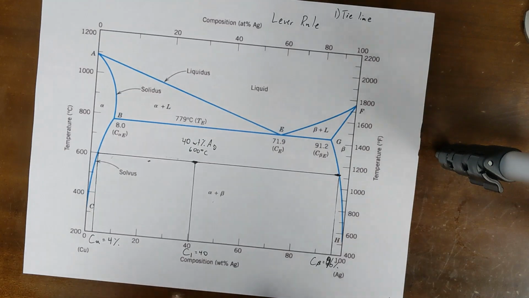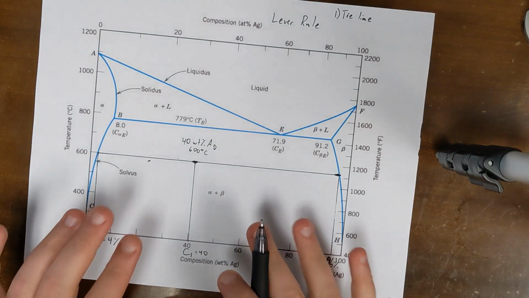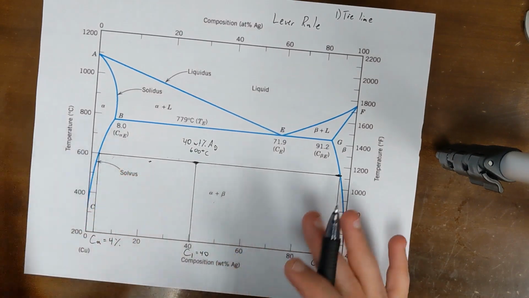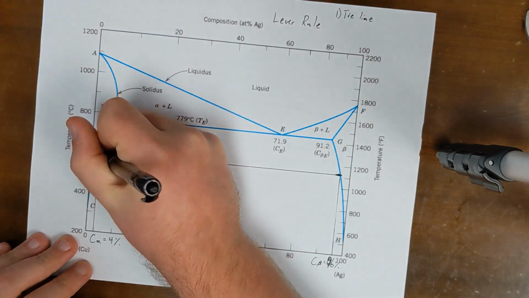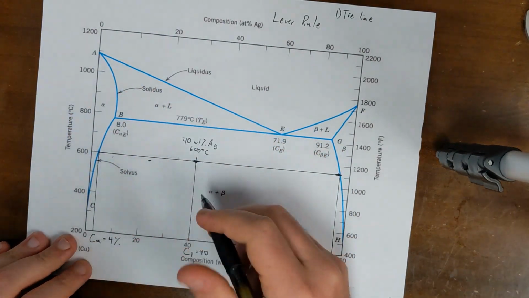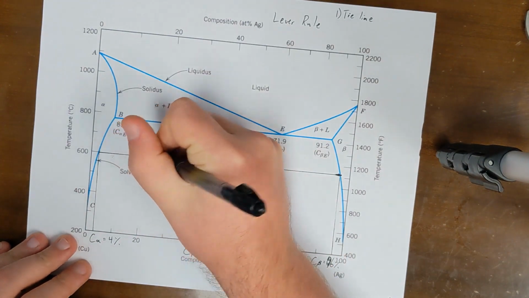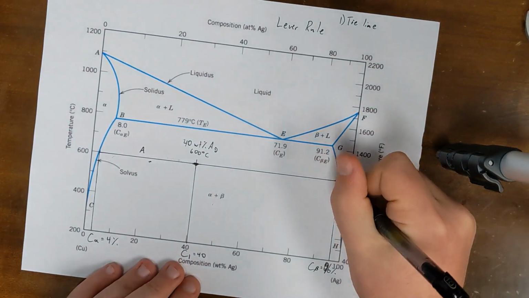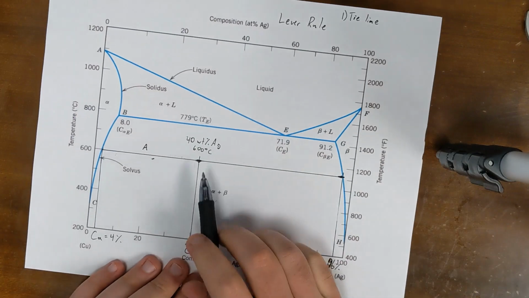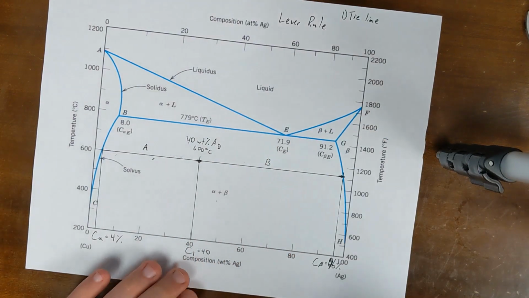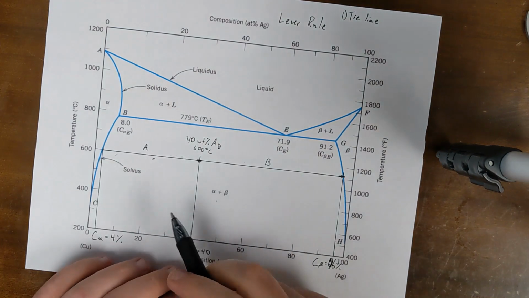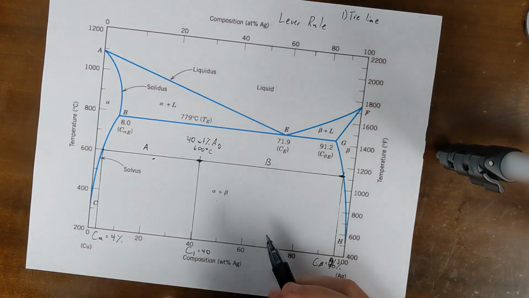Okay, so the lever rule, we need to use basically the lengths of this line to help us figure this out. So we can break this line into two sections, right? The first is the length from alpha to C1. We can call this A. The second section is the length from C1 to C beta. We can call that B, right? And the full length of the line is A plus B, okay?